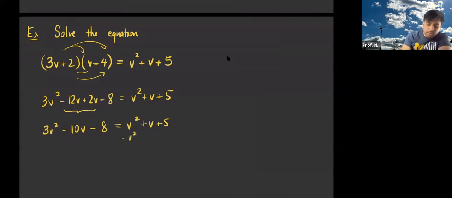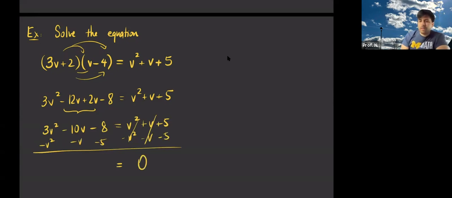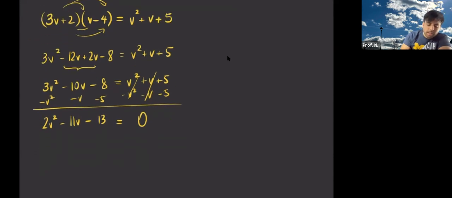So we subtract v squared, we subtract v squared, these cancel. We subtract v, we subtract v, these cancel. Subtract 5, subtract 5. And then we get on the left side 0, which is what we want. And we got 2v squared minus 11v minus 13. And then what do we do? We multiply 2 and negative 13 together.